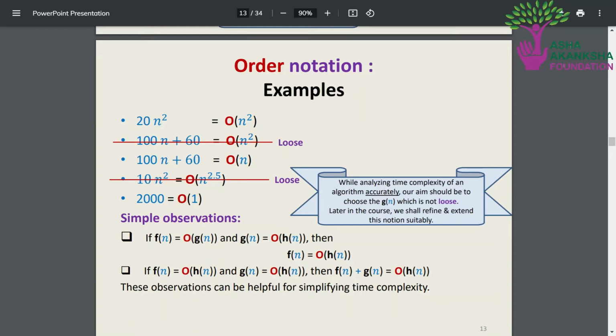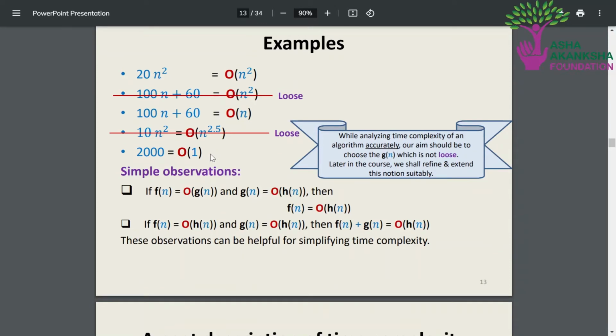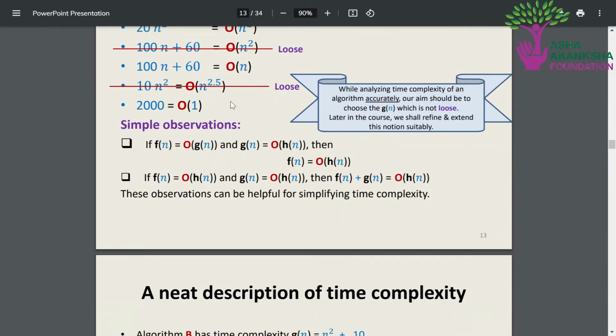We tend to want the tight approximation. So rather than say that 100n plus 60 is order of n square, we will say that 100n plus 60 is order of n, because it satisfies both, but the much tighter approximation is order of n. The same idea goes for these two examples also. From the examples we come up with two simple observations that you can see over here. This is a very mathematical observation, so you can take a look over here.